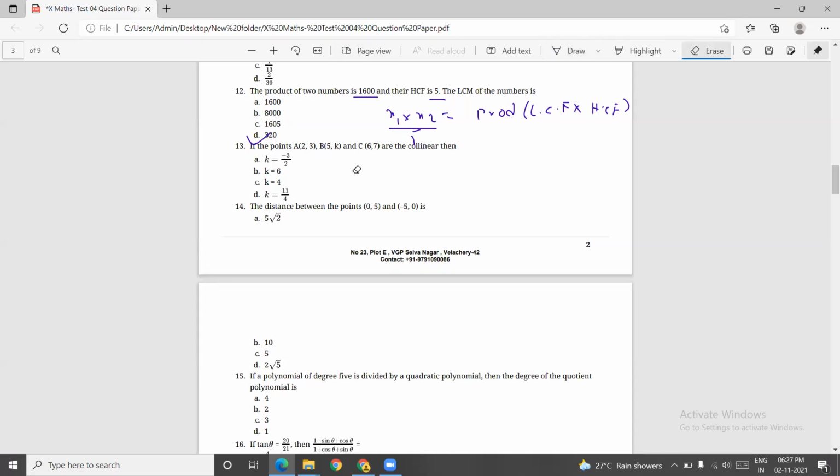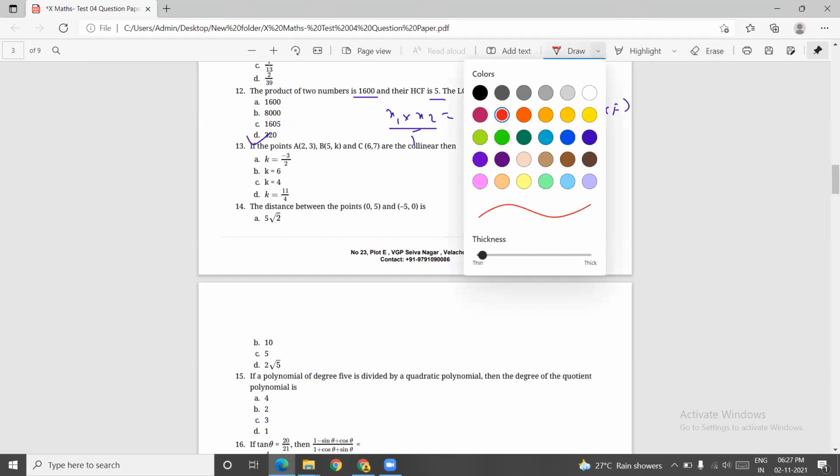Yeah. What is the answer? Anyone got the answer for 13th question? Anyone got the answer for question number 13? Students? Anyone got the answer for question number 13?